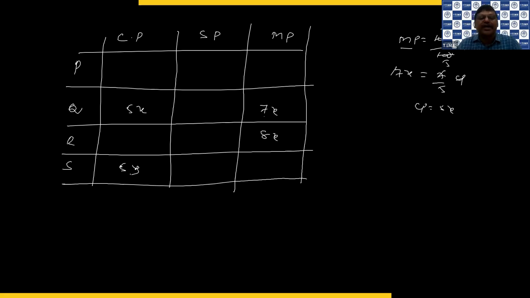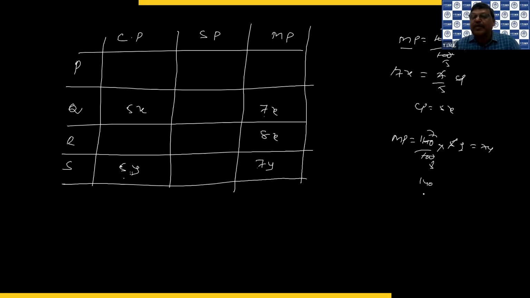Why am I taking 5y? If I take 5y, this will become 7y. Why? It is 40% more, so the market price will be 140% of the cost price. Cost price is 5y, 7/5 times 5y, 5 gets cancelled, 7y you can say. Market price is 7y, right? To avoid fractions, I can take x, y here. Otherwise, 140% of y means 7/5 times y, and you get fractions.